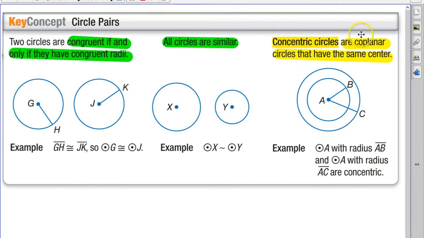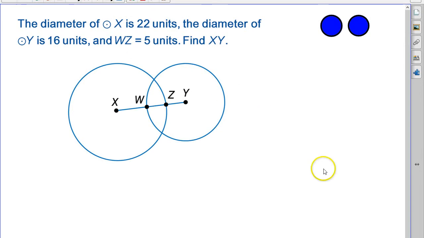You might not have called them by their formal name, but concentric means with the same center. So here's a problem that involves finding some measure in the drawing. This one you do have in your notes.